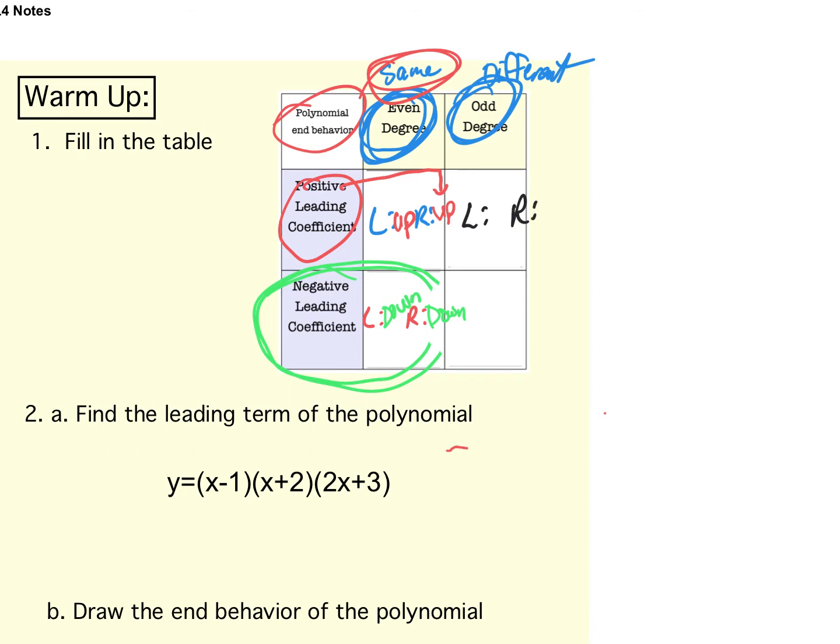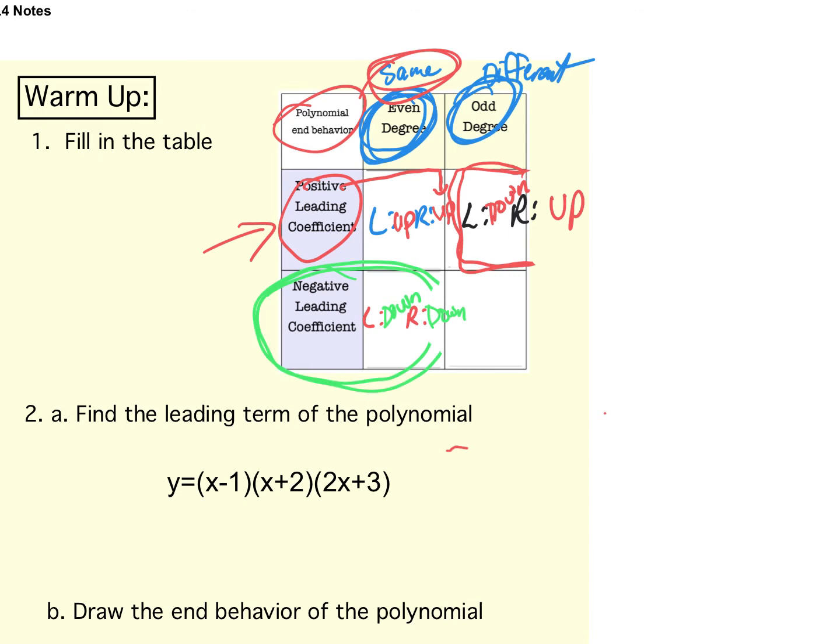Dylan Nault, tell me how to figure out this one. The right side is up. Tell me how you knew the right side was up. Because of a positive leading coefficient, this has to be up. And then how about the other one? You said down. Why? Because it's an odd degree, and that forces them to be different than each other. Very nice.